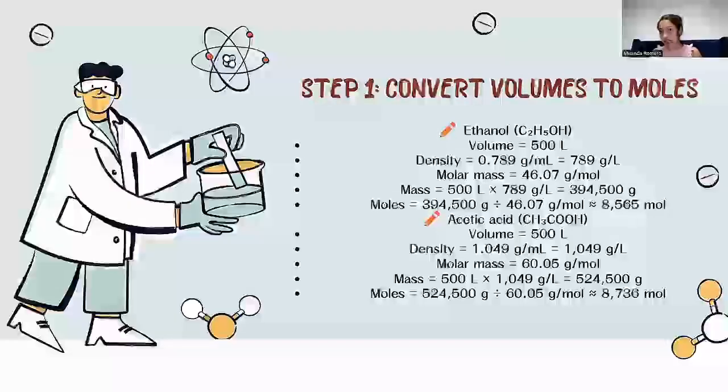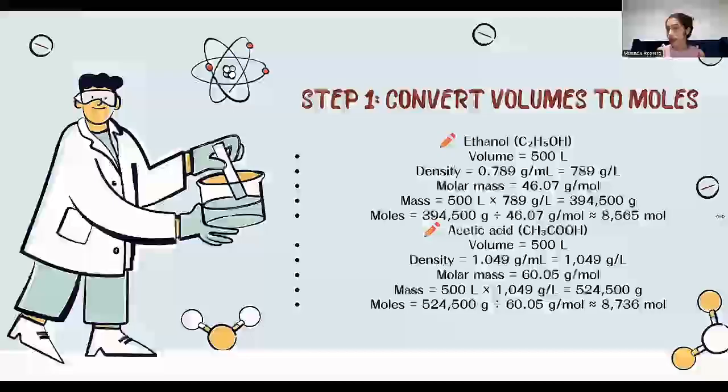So in our case, our first step would be converting the volumes to moles. First of all, we have the volume of ethanol and acetic acid, which is 500 liters, and we have the density of both of them. So we know that the mass is equal to the volume times the density, and we can get the mass of both of them with this method. And after that, we can get the molar mass with the periodic table, and with the mass that we got in the first step, we can divide it by the molar mass that we got with the periodic table, and we can get, with this technique, the moles of both of them.